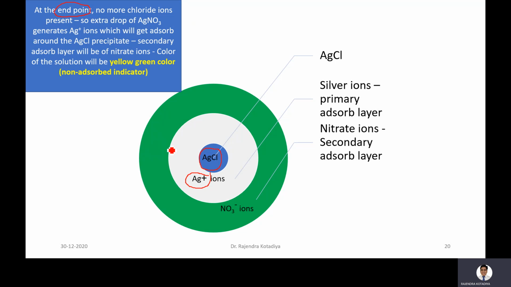Okay, so now it attracts silver ion. So now you will find this AgCl is surrounded by positive ions. That is because of silver ion. Okay, so that is now our primary adsorbed layer. Initially, it was of chloride ion because more chloride ions were present in our conical flask.